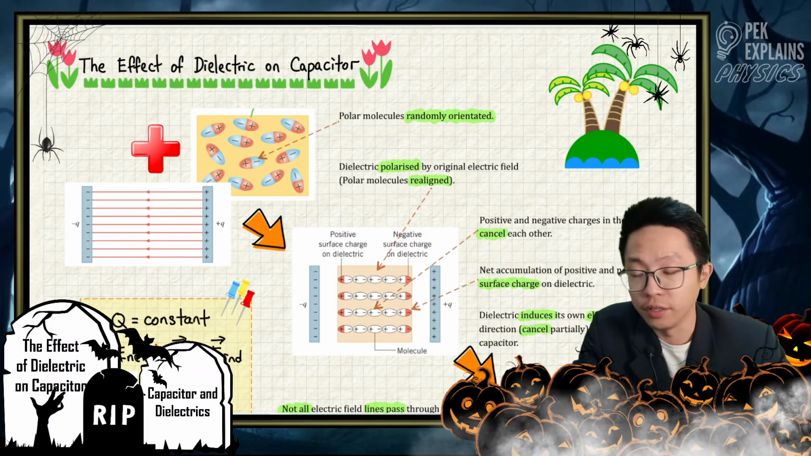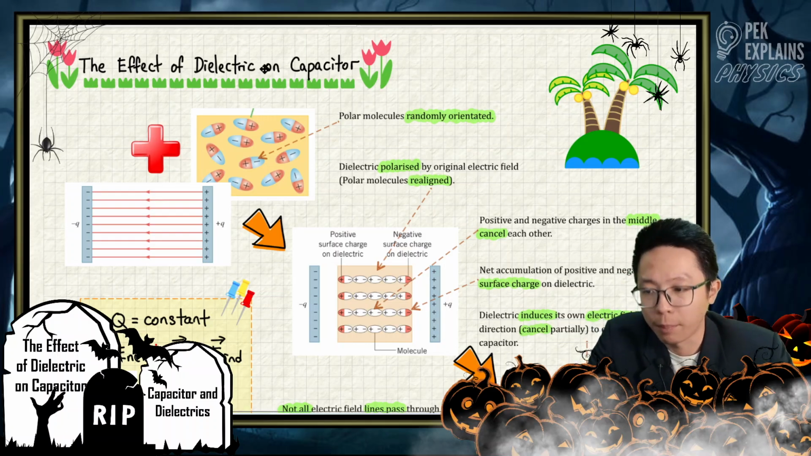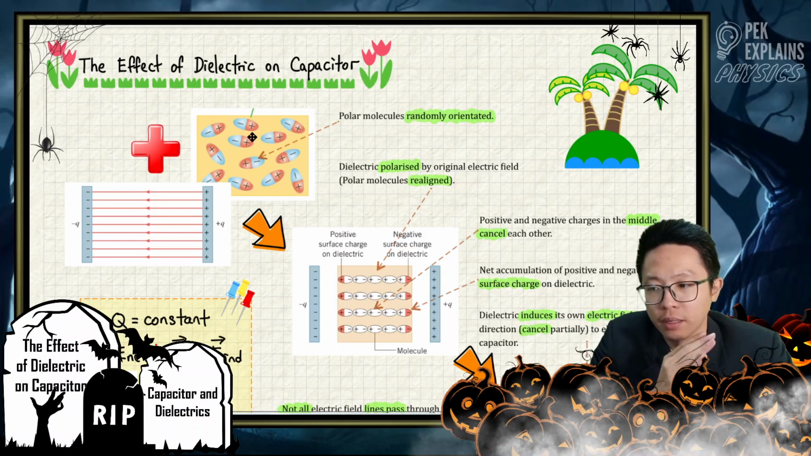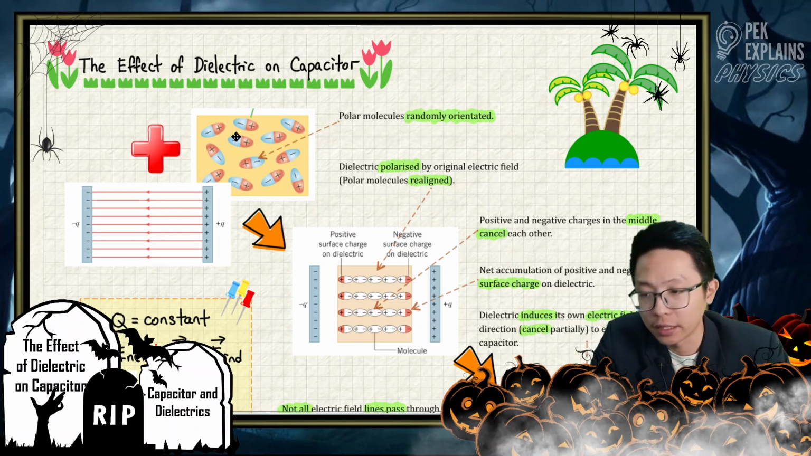Alright, let's talk about the effect of dielectric on capacitor. A dielectric is an insulator. In fact, a dielectric has many polar molecules. As you can see here, polar molecules means there is one positive end and one negative end. But the polar molecules in the dielectric are randomly orientated.